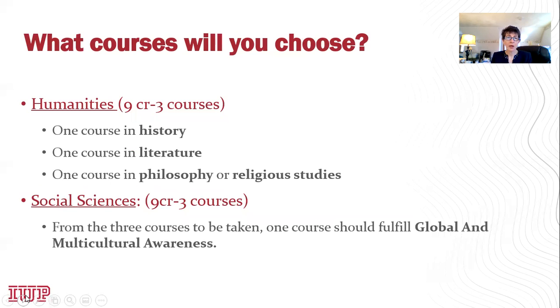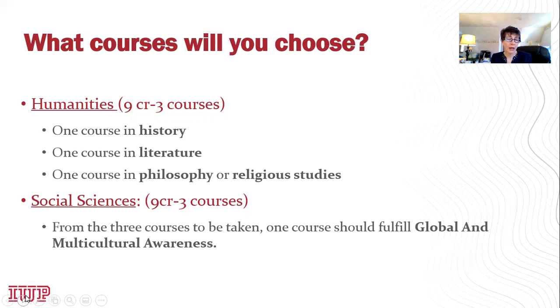Where you do have choices is in what we call the knowledge areas. In humanities, you have to take 9 credits, or 3 courses: 1 in history, 1 in literature, and then 1 either in philosophy or religious studies. You have to take 9 credits, or again, 3 courses, in what's called the social sciences. That would be your anthropology, psychology, sociology, economics, geography, and political science. You need to take 3 courses from that category.